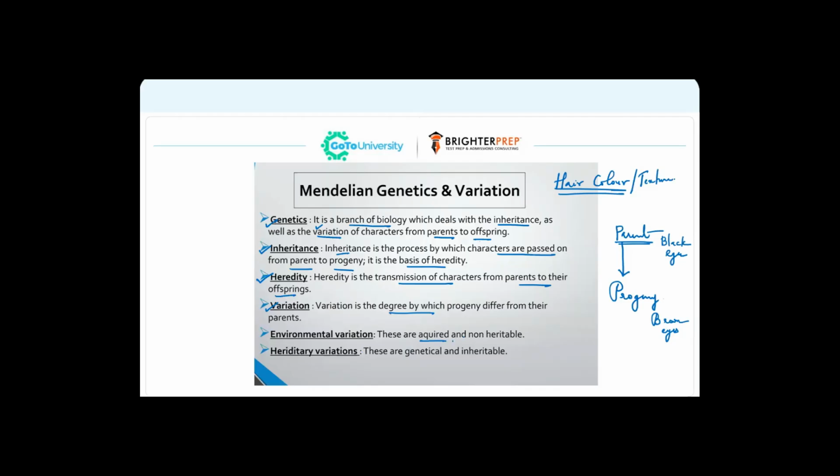So these are acquired and non-heritable variations. These are not inherited variations, they are acquired variations or non-heritable variations. Now, hereditary variations are genetical and inheritable. So hereditary variations means they are related to the gene and they are inherited.